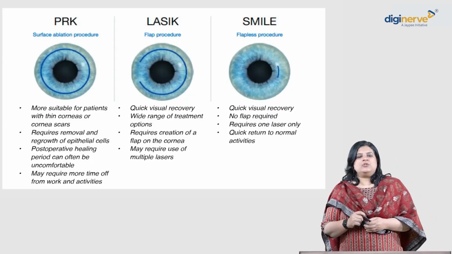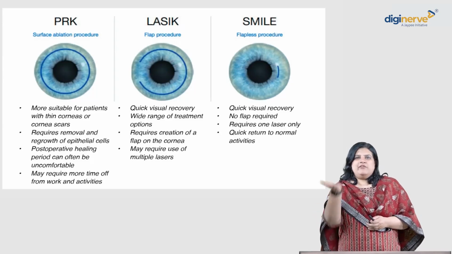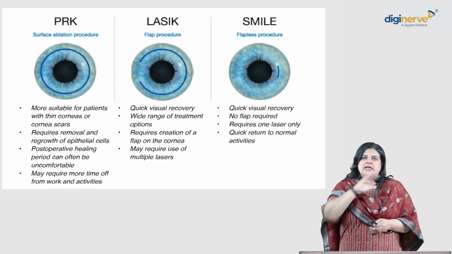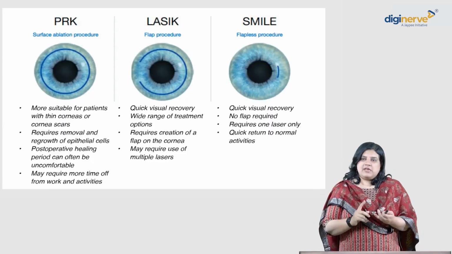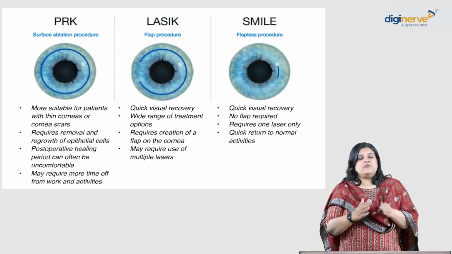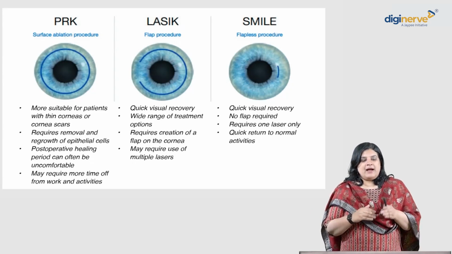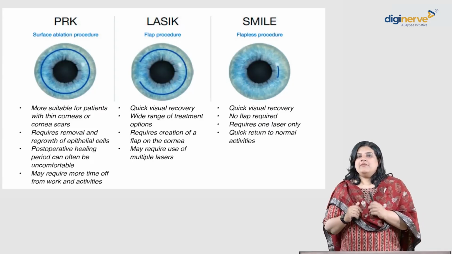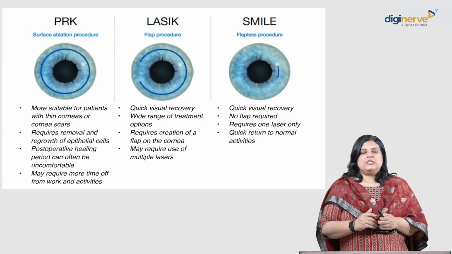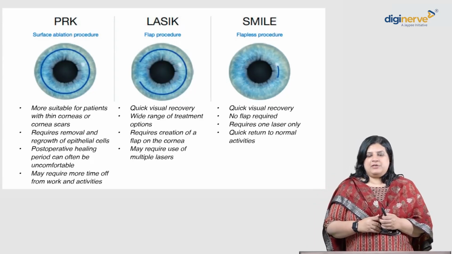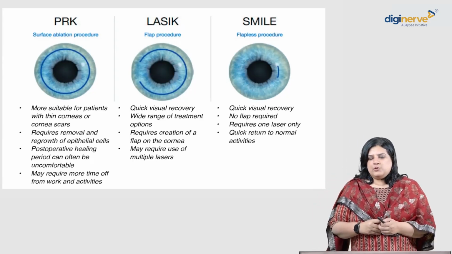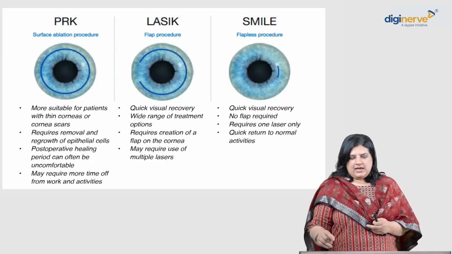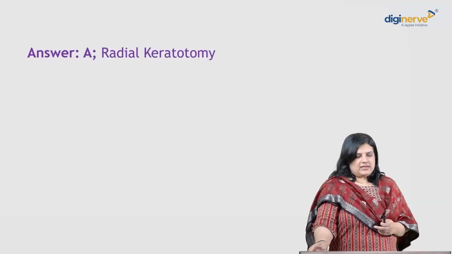Coming on to LASIK, which is basically a flap-based procedure. We lift a flap of the cornea, then the laser is provided on the stromal bed and the flap is repositioned back. There is quick visual recovery. It offers a wide range of treatment. But if there is a flap, there is a chance of dislodgement of the flap. Then the latest advancement is SMILE, which is actually a flapless procedure, very quick visual recovery, no requirement of a flap, requires one laser only, and there is a quick return to normal activities.